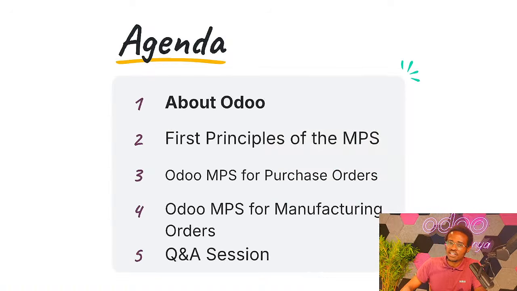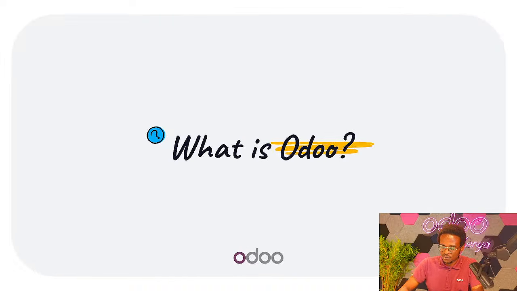So our agenda for today is basically an introduction to Odoo, and the first principles of the Odoo master production schedule. We're going to use the master production schedule in Odoo to create purchase orders and also to create manufacturing orders. And then we'll have a question and answer session where you get to talk to us and ask us questions.